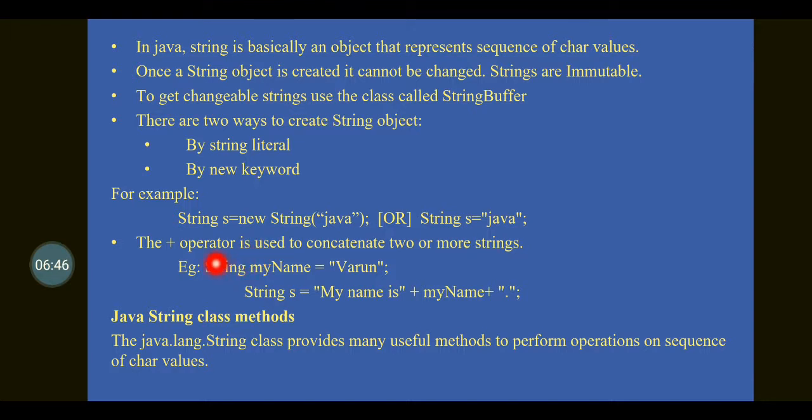So in order to concatenate two strings, we can use the plus operator. As an example, String myName = "Varun" and String s = "My name is " + myName + ".", which means that the string "My name is" is concatenated with the value stored in the particular object myName, that is Varun, and finally the dot will also be concatenated. The Java string class methods are available in the java.lang package.